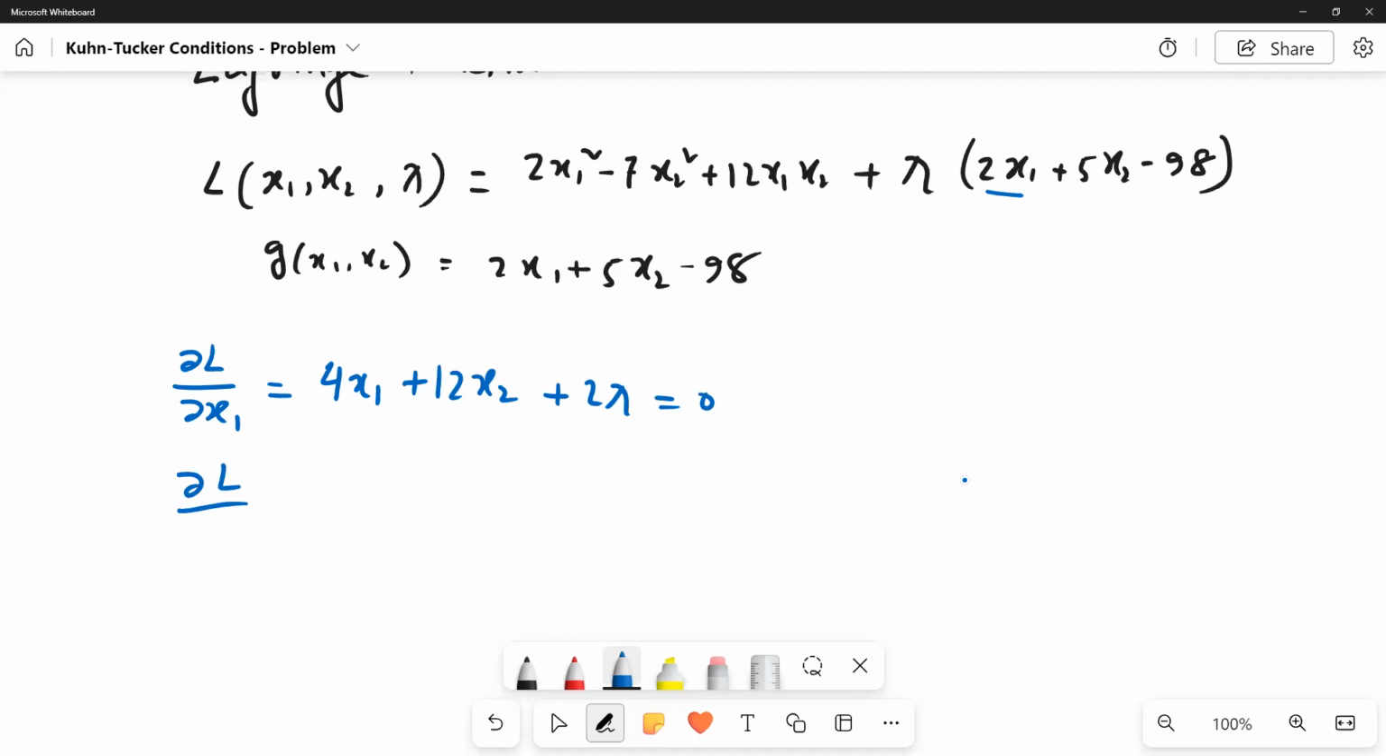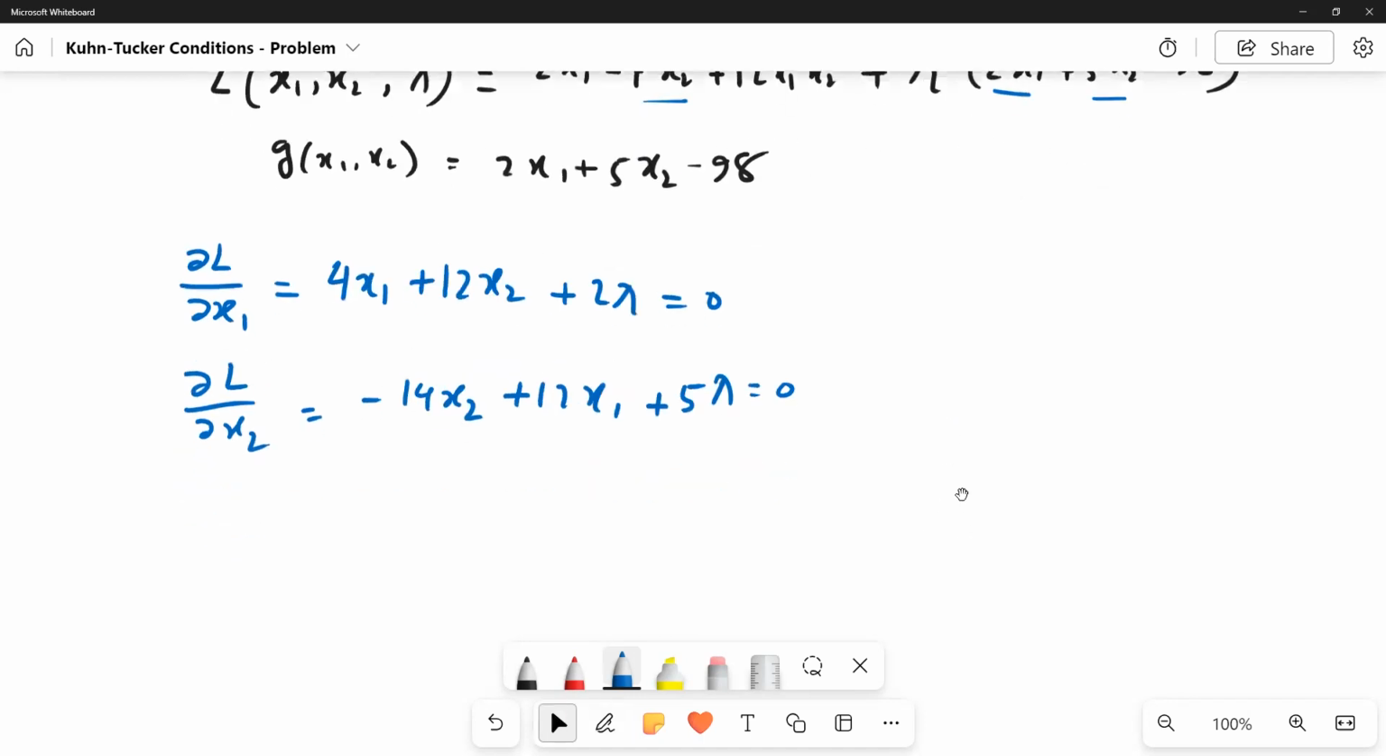Similarly, I'll write dou L by dou x2 will be 7x, so minus 14x2 plus 12x1 plus only this will be available, so it's 5 lambda is equal to 0.